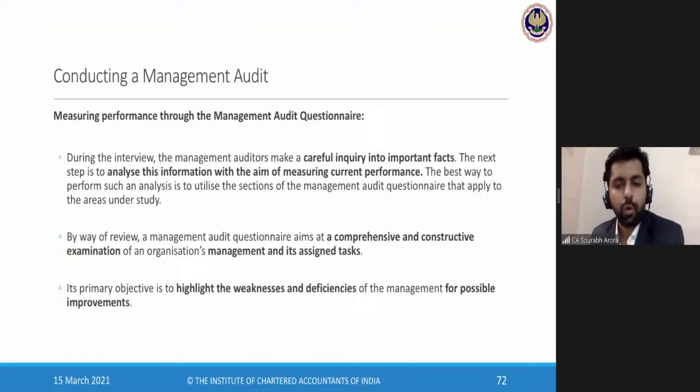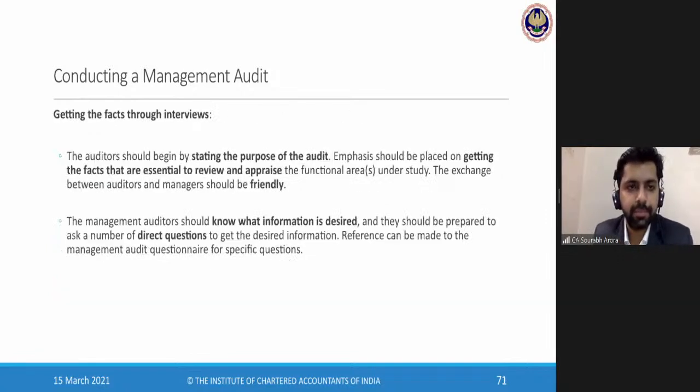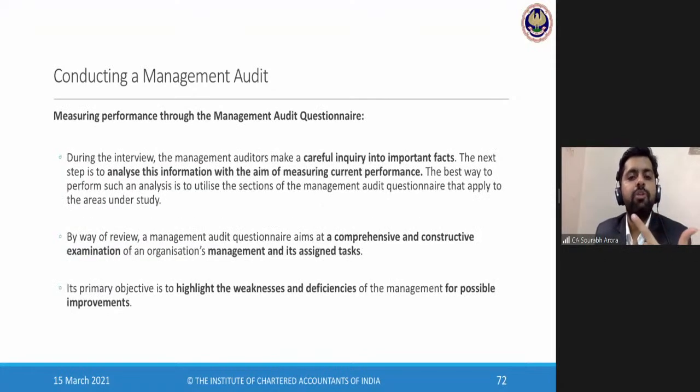So what you should always emphasize is that you are there to improve his procedures. You are there to bring efficiency to his procedures, to his department, so that his department and functions are better aligned to the objectives of the organization. So these are the ways that you tackle those problems. So, conducting a management audit, I'll go through this again: getting the facts through the interviews, and measuring performance through the management audit questionnaire. These are the two basic points, and the sub points we have discussed.